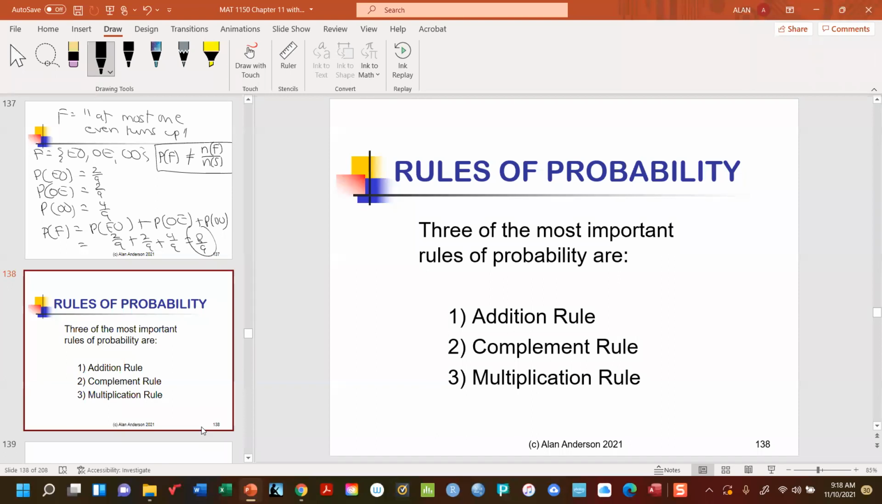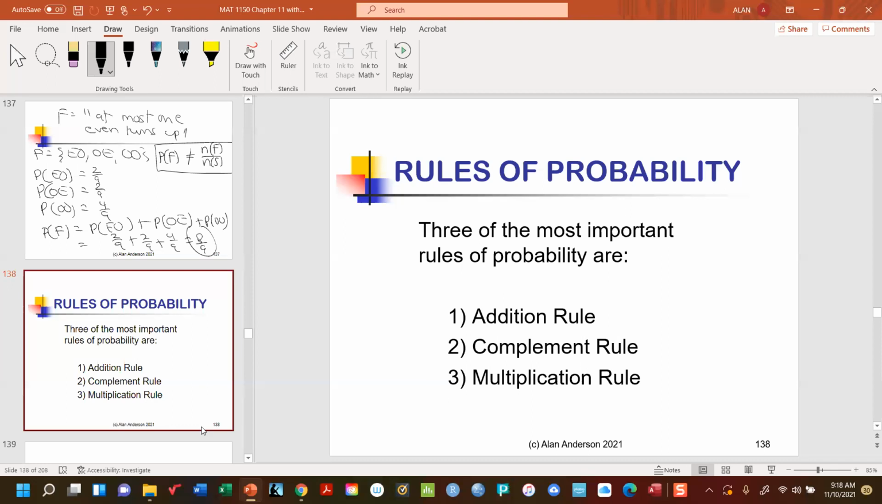Okay, there's more background we need, but we already understand how to do the addition rule, and it'll be very straightforward. For the complement rule, we have to introduce the concept of complements, and for the multiplication rule, we have to take a bit of a detour and introduce some new types of probabilities that we have not yet encountered. But I think you'll find this to be very straightforward. All right, so let's start with the addition rule.